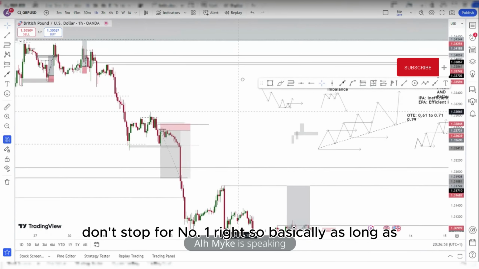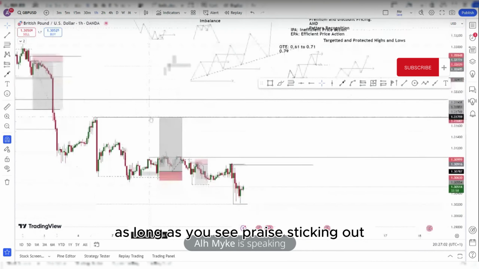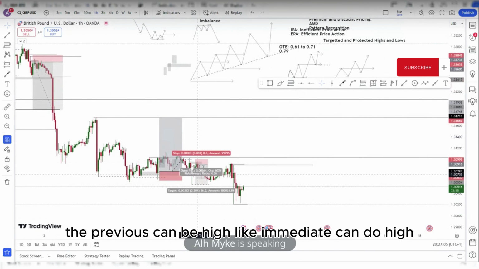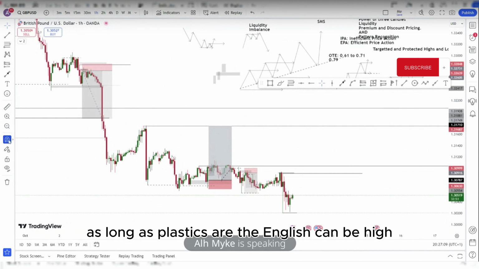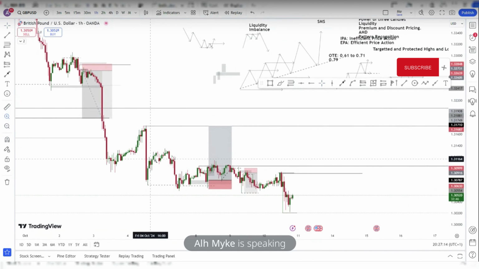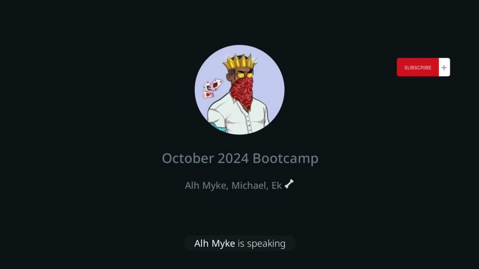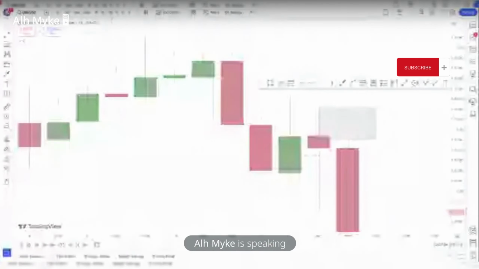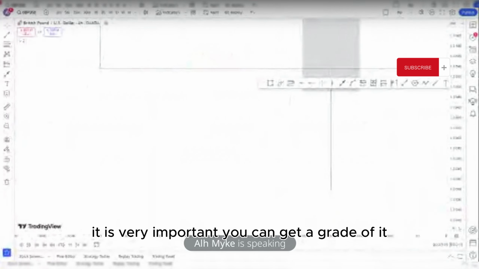Right, so basically, as long as you see price taking out the immediate candle high, you can always expect that. Price takes out the immediate candle high and closes, as an example here. I'm using low in a loose manner because it can be low, it can be high. So as long as price is doing that, you can get a trade off it.